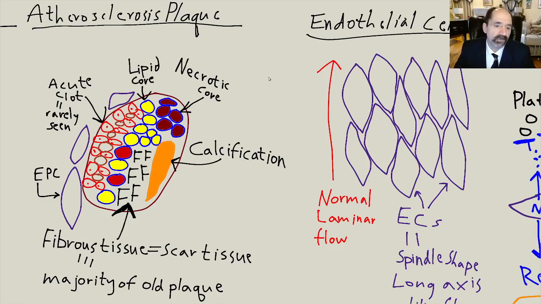Okay, now we're going to look at atherosclerotic plaque. And by the way, this information here, this could save your life if you understand it. All right, atherosclerosis is partially reversible. Here's an atherosclerotic plaque. We start out by drawing the EPCs, these purple spindle-shaped cells, and they are covering up the blood clot that was formed.